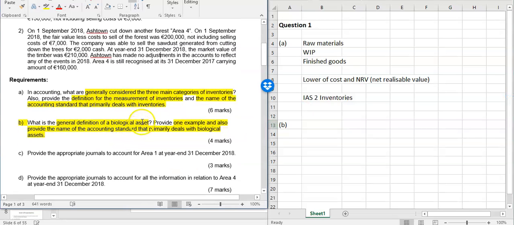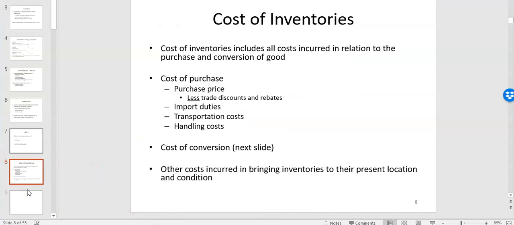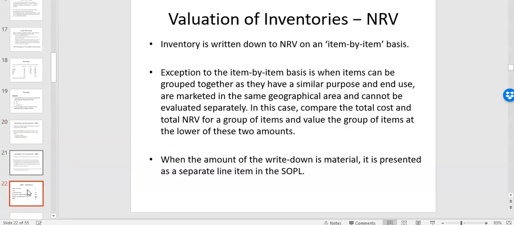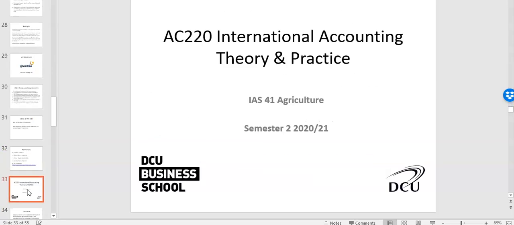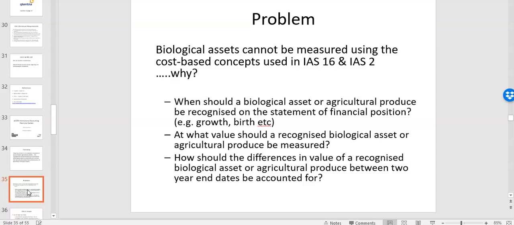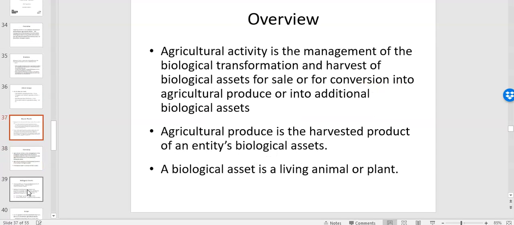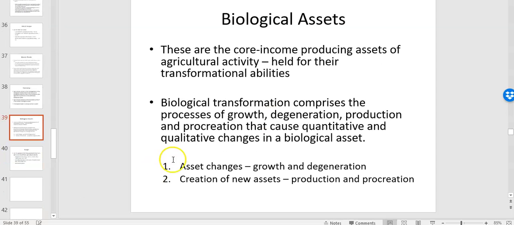What is the general definition for a biological asset? We're now going on to the agriculture side. So again, if we come down, this is in your slides as well, so you do need to know them. But remember, it is going to be an open book exam for this year. So what's a biological asset? Right. So we can come down here, it gives us a definition.